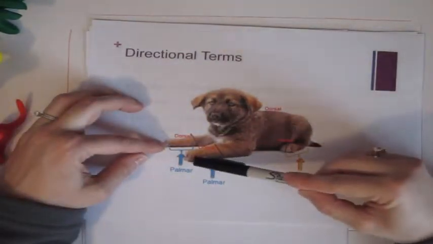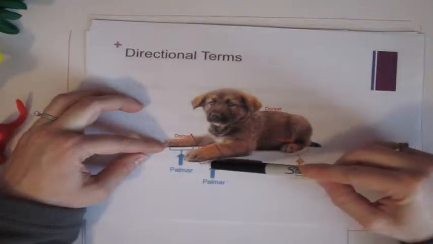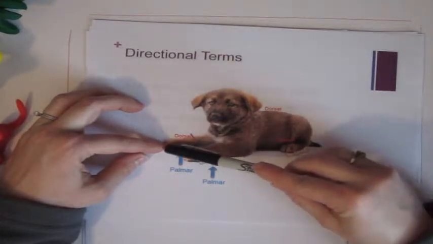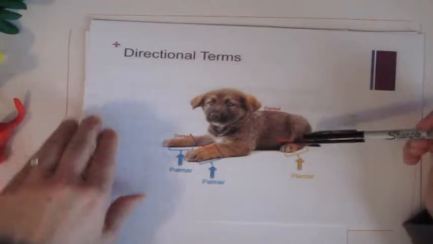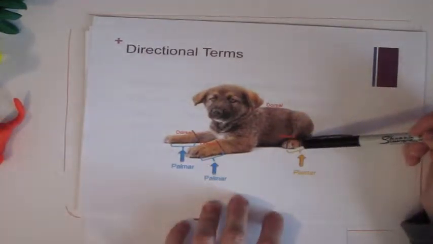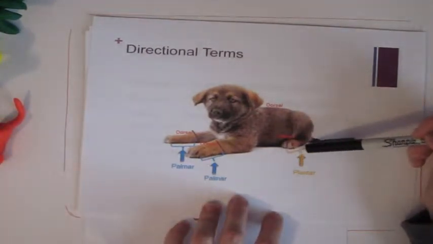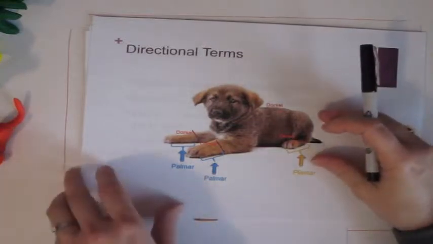And the palmar side, distal to the carpus, is palmar, the underside, the side that's facing down. And then on the back, hind limb, we call it plantar, because you plant your feet in the ground.